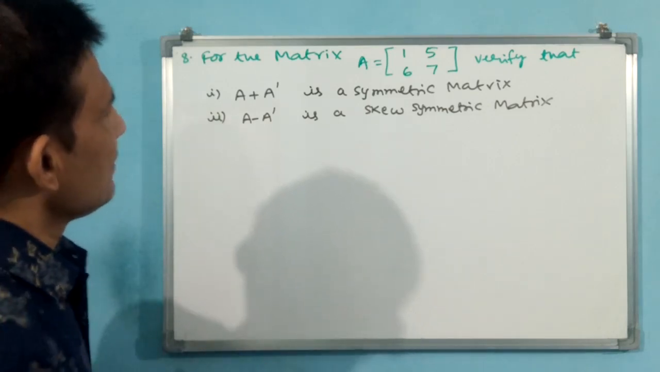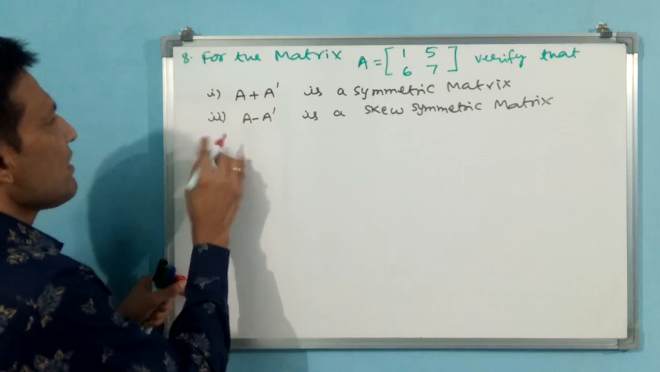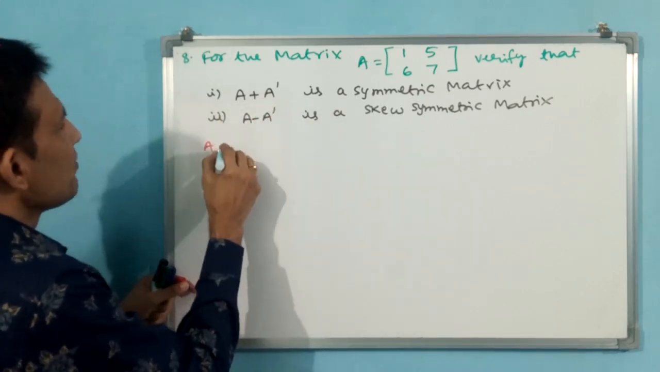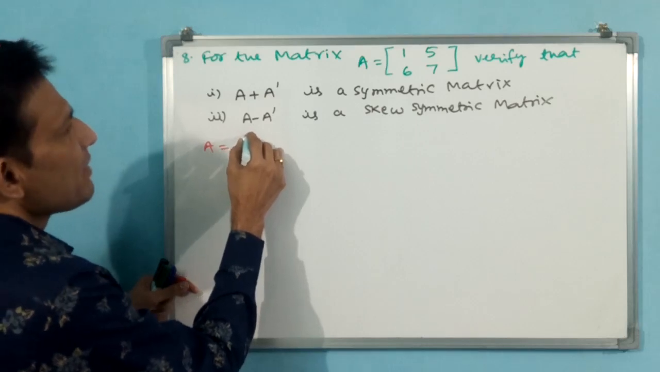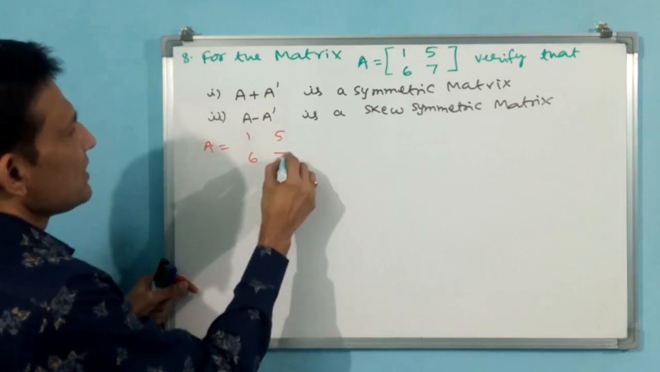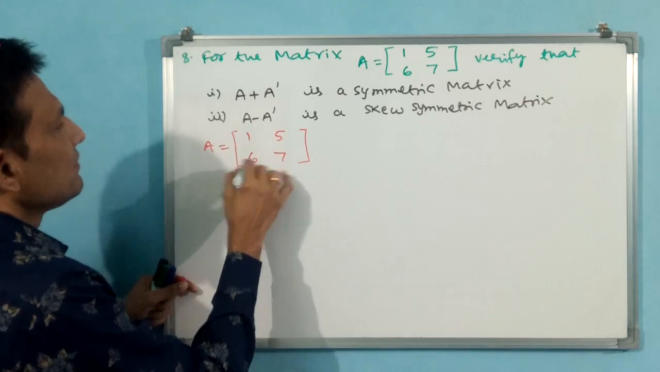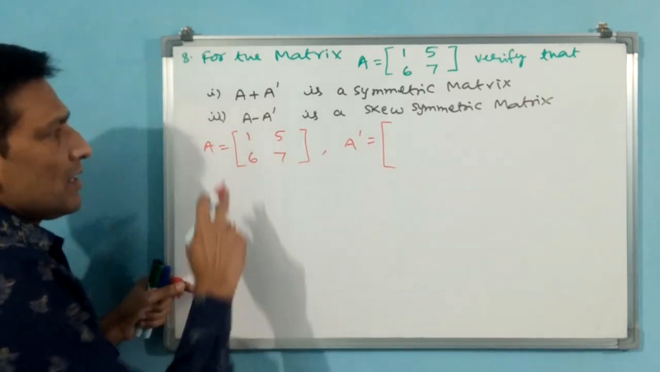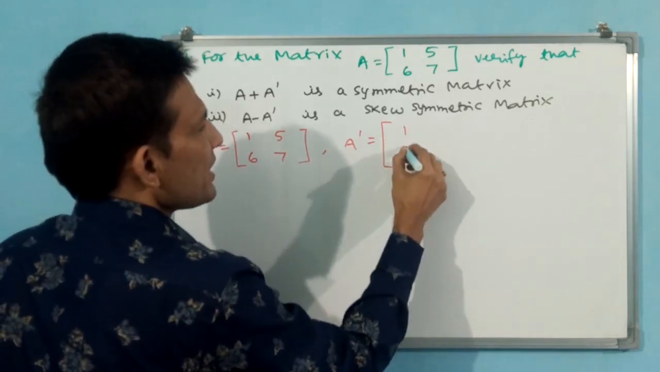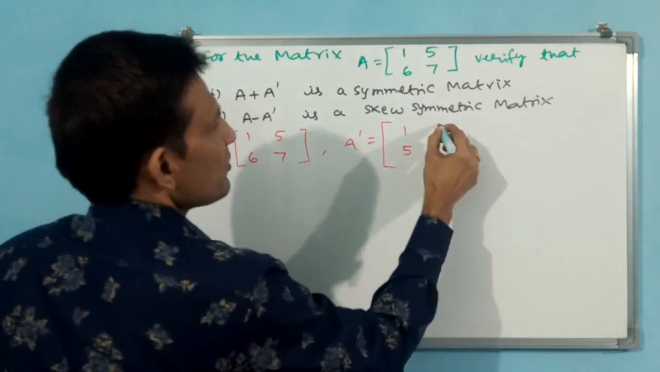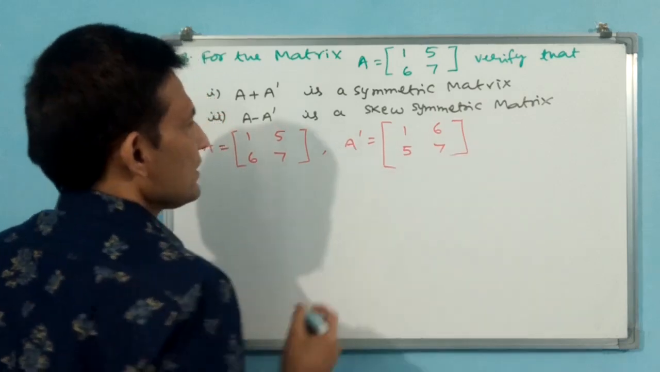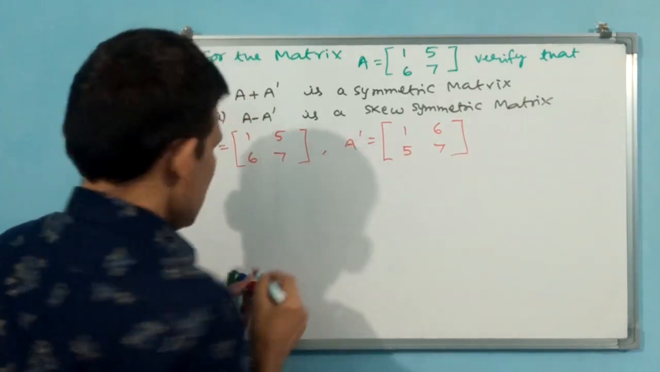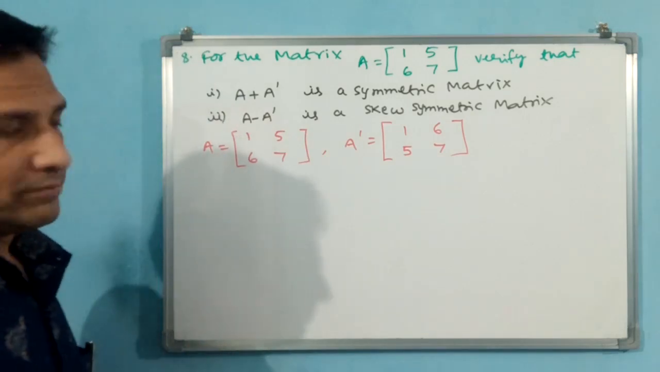First basic thing is, first you write down again this A. Why? Because on the left side A, on the right side A transpose, you have to perform these operations. Again I am writing 1, 5, 6, 7. These are A and A transpose. A transpose also you write down again. Now this row is going to become a column here. Second row is going to become the second column here. Okay. Now you have both A and A transpose, and the first part and second part, both you can do.